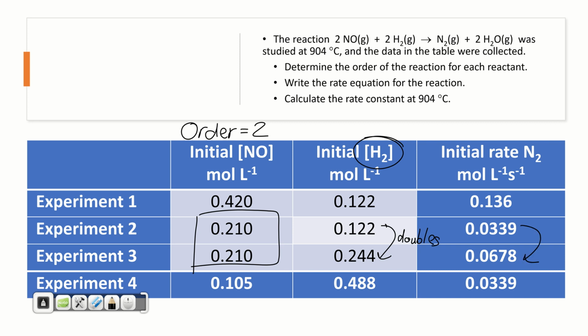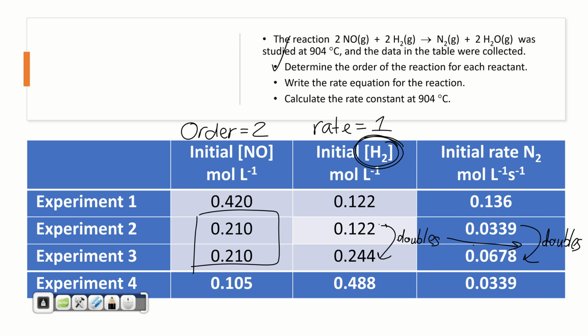Again, I can just divide it. 0.0678, if you can't see it, 0.0339. Guess what? It doubles. So that means these two are directly related. It means H2 does affect the rate, but only 1 to 1. So the rate order for H2 is equal to 1. So now you found your 2 rate orders. So check mark number 1.